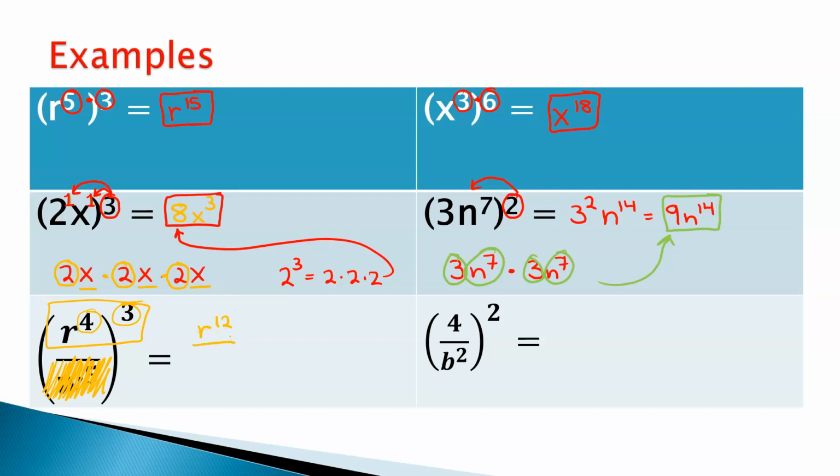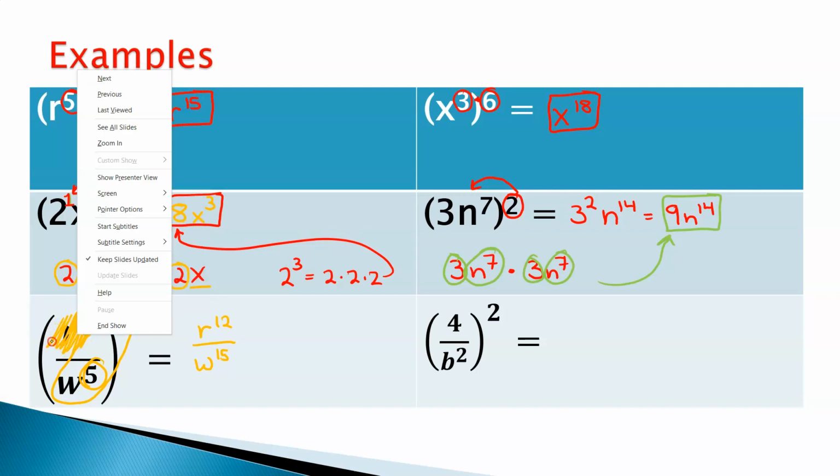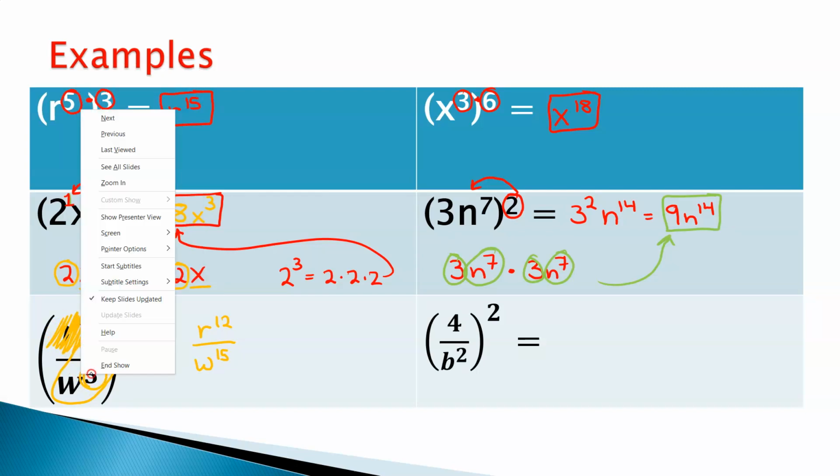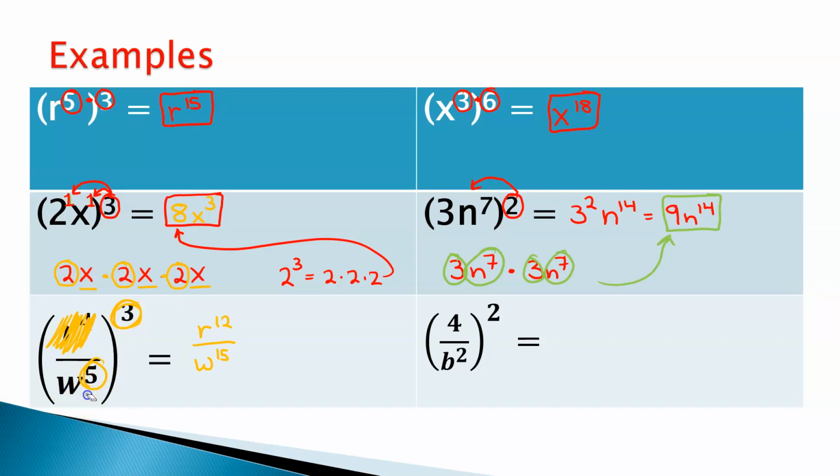And then if we do the same thing with the bottom, so imagine now the numerator's gone, and we have W to the 5th power and that to the 3rd power. What's 3 times 5? That would give us 15. This would be W to the 15th power. All right.